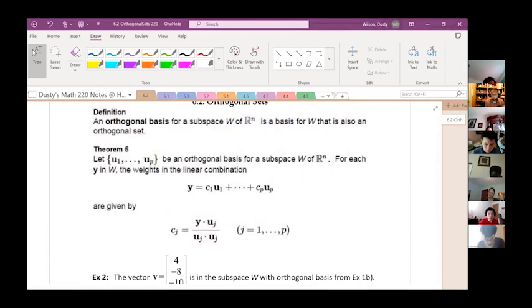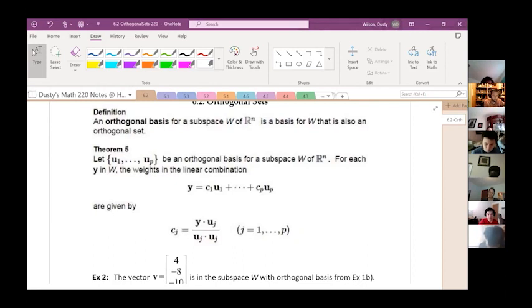So a little definition based on what we just did. An orthogonal basis for a subspace W is a basis that is also orthogonal. You probably couldn't have figured that out without the name or without the definition. An orthogonal basis is a basis, and it's an orthogonal set.